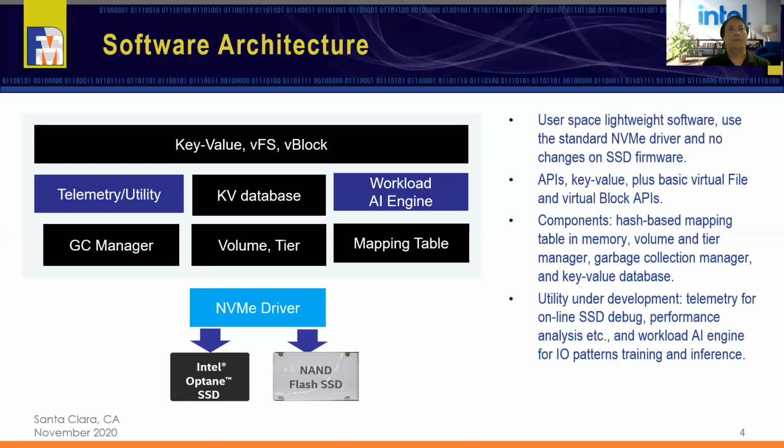Volume and tier. Volume is a single layer drive. You can play with just one Optane or a couple of drives, just one layer. Tier is fast plus slow, basically Optane plus QLC or TLC, I mean fast drive plus slow drive. It can be layered. And then there are two others under development, shown in a different blue color: telemetry and utility. This is for debug purposes.